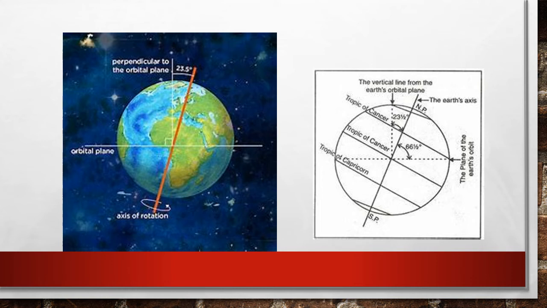So in this diagram, children, if you see, when we draw a perpendicular line to the orbital plane, with that, the Earth's axis makes an angle of 23.5 degrees. And with the Earth's orbital plane, it makes an angle of 66.5 degrees. So if the axis was not inclined, every place on Earth would have 12 hours of day and 12 hours of night throughout the year, and there would be no seasons.